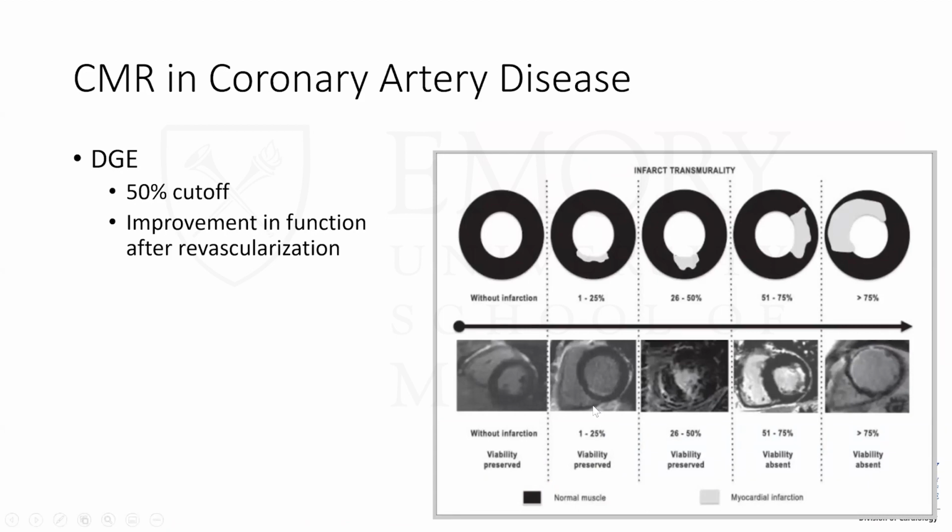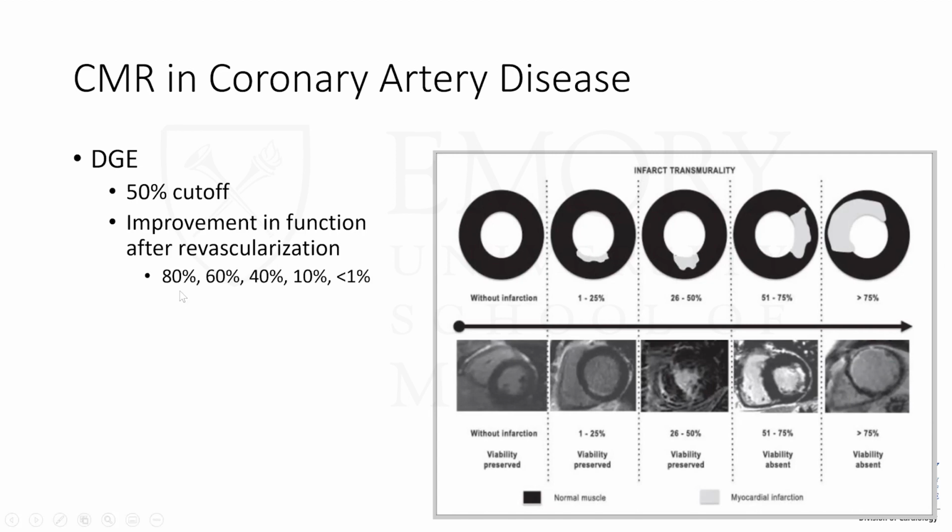And so myocardium that is non-viable by MRI, you would not expect to see improvement in function after revascularization. If you're talking about CABG or multivessel PCI in somebody that has severe coronary disease, and then you get an MRI on them looking for viability, if you see more than 50% enhancement in that section, you would not expect that function to improve if you revascularize that territory.